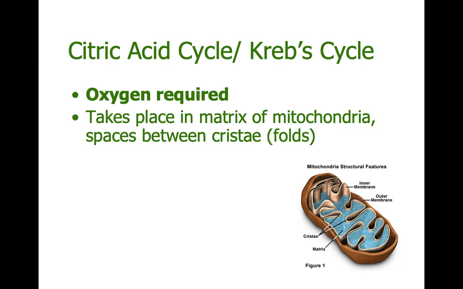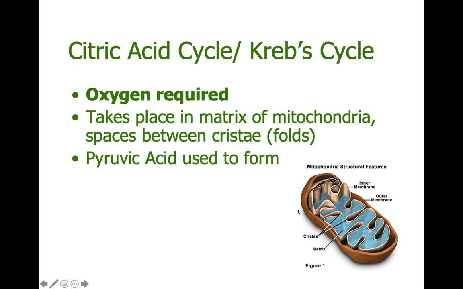We said that the complex set of chemical reactions will happen in the matrix of the mitochondria. Glycolysis happened in the cytosol. The citric acid cycle will occur in the mitochondria in these spaces. I don't know if you can see my little cursor, but they look like little lakes, right? These little blue areas are what we refer to as the matrix, the space between the folds. The membrane is folded, and those folds are the cristae.